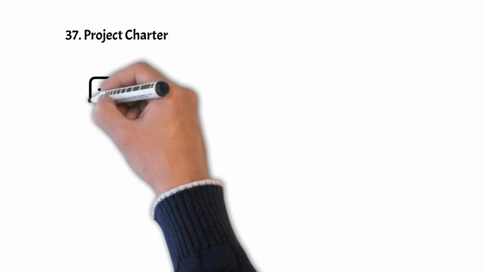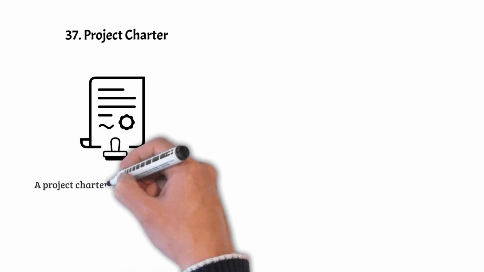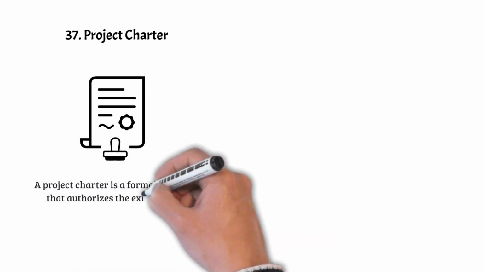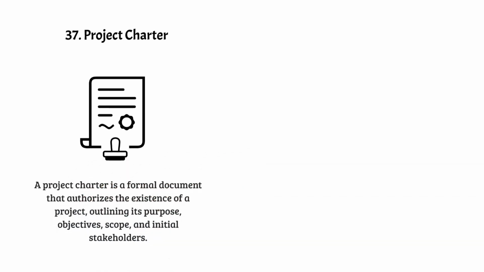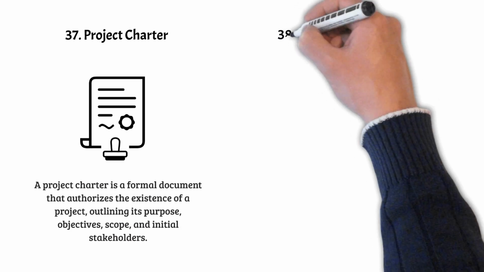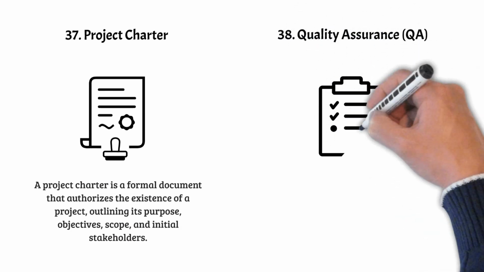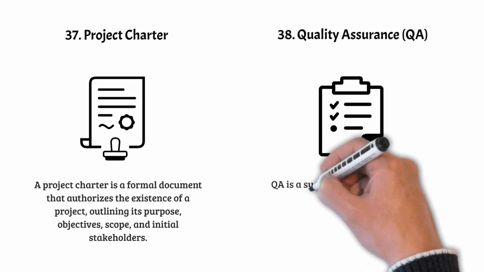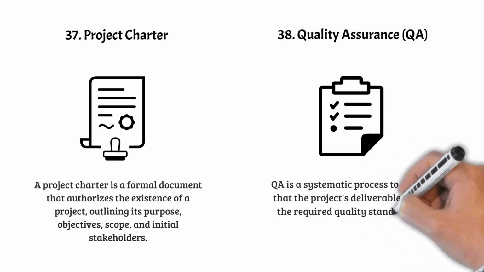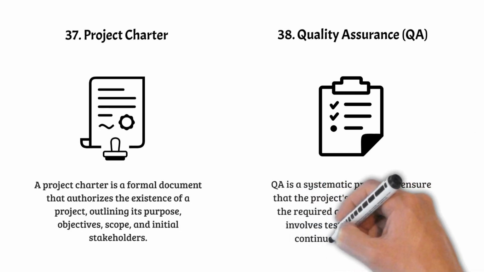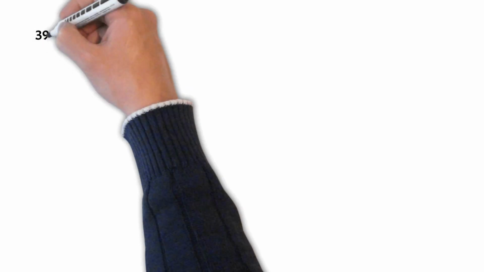37. Project Charter. A project charter is a formal document that authorizes the existence of a project, outlining its purpose, objectives, scope, and initial stakeholders. 38. Quality Assurance, QA. QA is a systematic process to ensure that the project's deliverables meet the required quality standards. It involves testing, reviews, and continuous improvement.